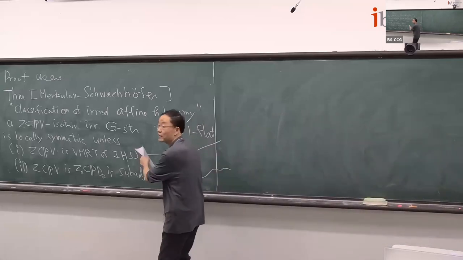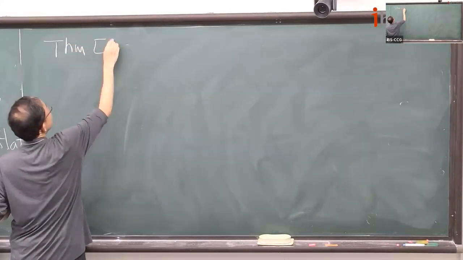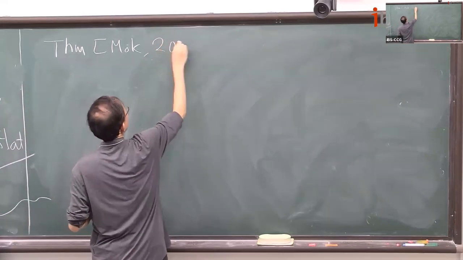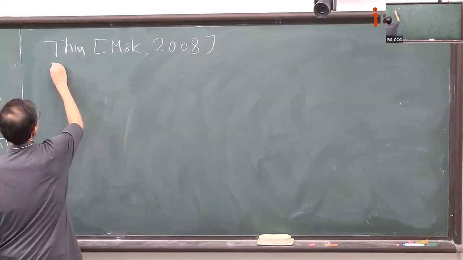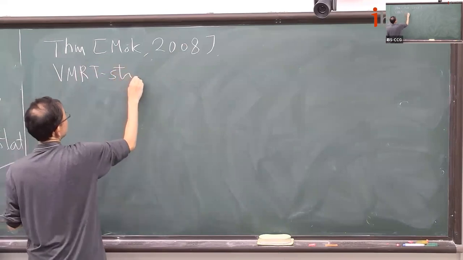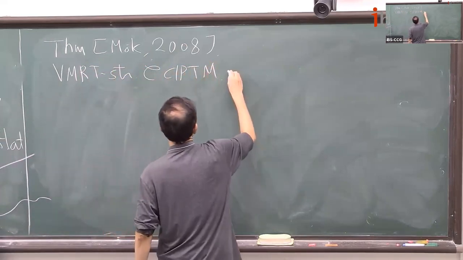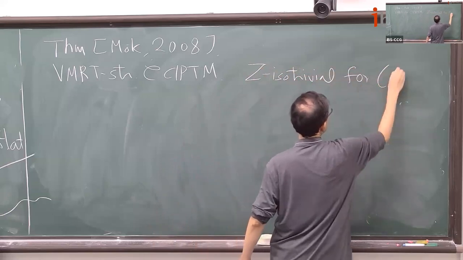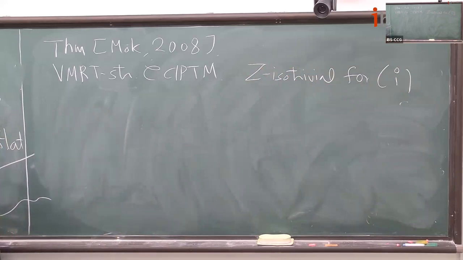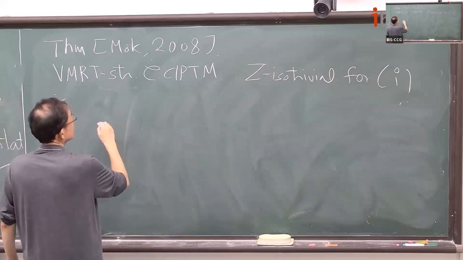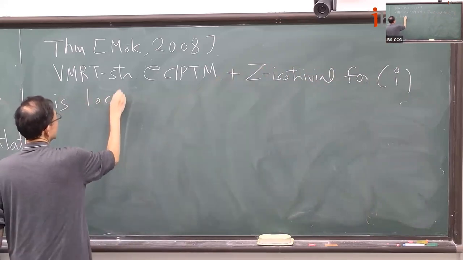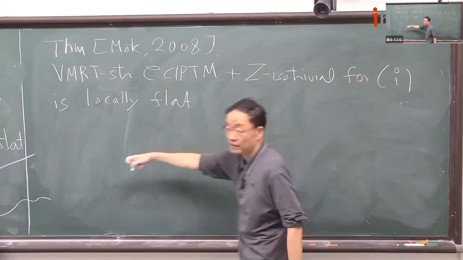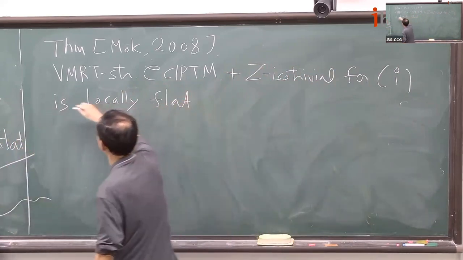And half of it is already proved, and this was Muk's result. By the way, this is 1999. And this result of Muk is 2008. So this says that a real multi-structure which is G isotrivial, for this kind of real multi of irreducible Hermitian symmetric space, is locally flat. So any real multi structure, this is isotrivial of this type, the first type, is already locally flat. This is Muk's result.